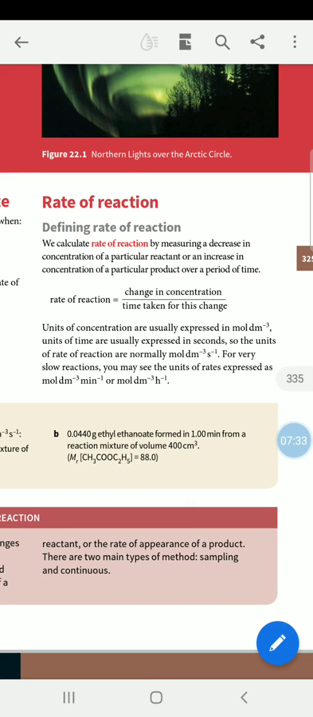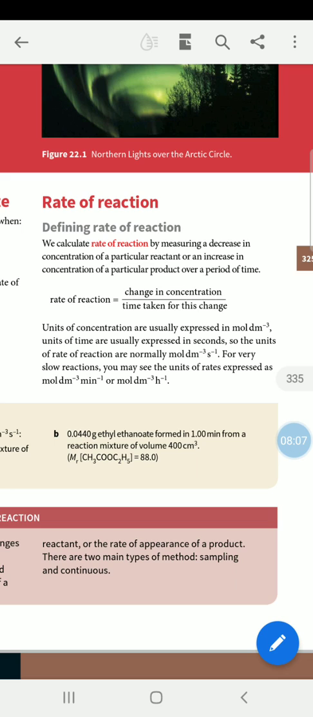Then we have to look at the rate of a reaction. So obviously the rate of the reaction is in relation to time. Therefore, we can take it by change in concentration divided by time taken for the change. Right? Rate of reaction is equal to change in concentration divided by time taken for the change. Right? So now, concentration of what? We can actually use anything.